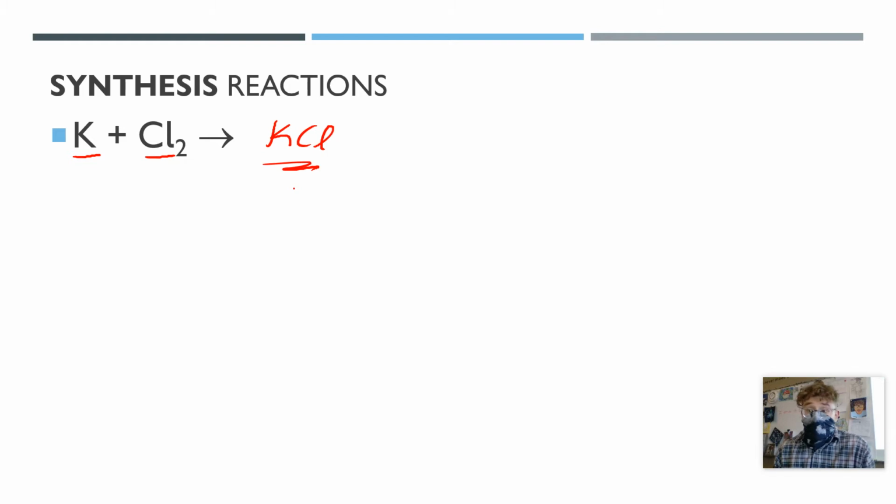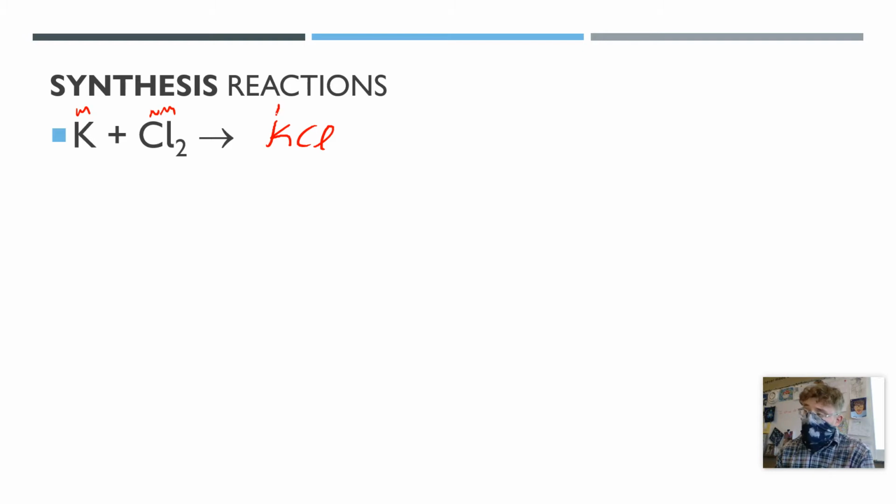We don't know if it's K2Cl3 or K4Cl2 or something like that. So how do we figure that out? Charges. We know that KCl is an ionic compound. How do we know that? Potassium is a metal, chlorine is a nonmetal, therefore it's going to form an ionic compound with charges in it. So this is where you look for their charges.